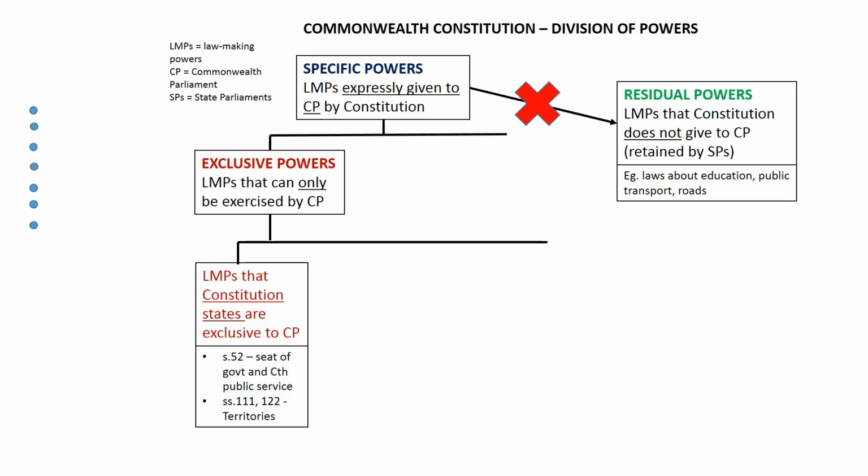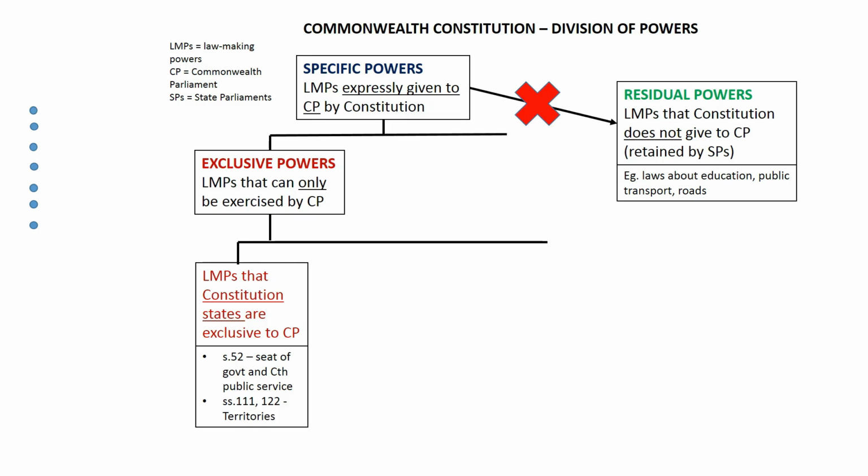The best example of this is Section 52. If you turn to Section 52, you'll see that it says that the Parliament shall have the exclusive power. That means only the Commonwealth Parliament can exercise this power to make laws with respect to, in the first subparagraph, Roman 1, the seat of government of the Commonwealth. That refers to Parliament and the fact that it's located in the Australian Capital Territory. And 2, matters relating to the Commonwealth Public Service.